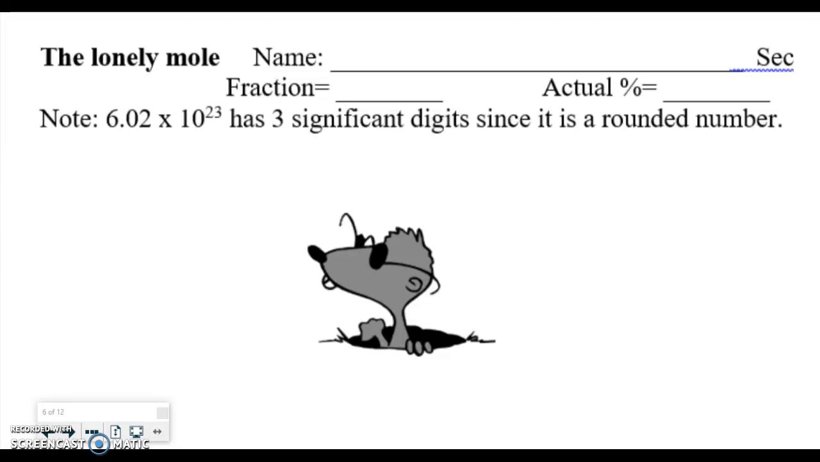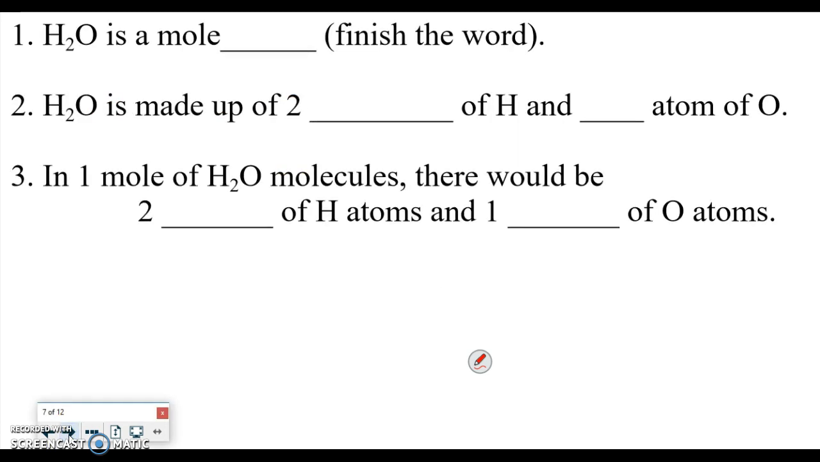Hello folks, today we are going to be going over the lonely mole. A couple things I want to point out to you right away. We're going to be doing a lot of calculations, and 6.02 times 10 to the 23rd has 3 significant digits as we're going along. So we got a couple things that we need to finish up on your sheet.